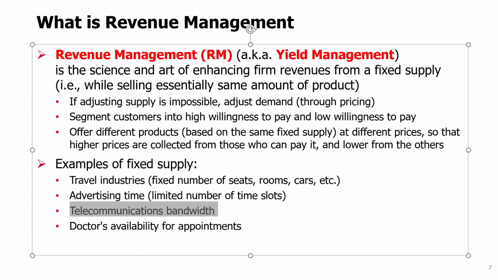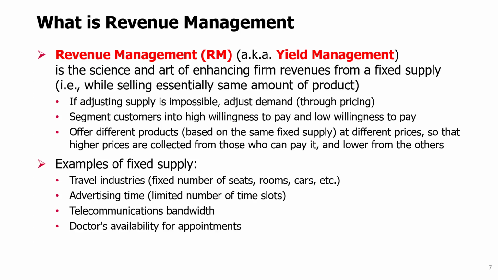We can actually see many other examples like doctors' availability for appointments. Again, if you have appointment slots that are not utilized on some days, then again, this capacity will be lost. So all of those are examples of fixed supply where revenue management can give us some opportunity to increase the revenue collected based on this fixed supply.